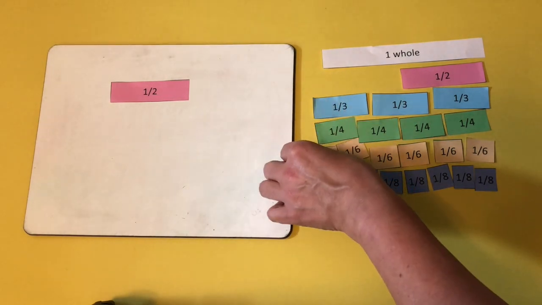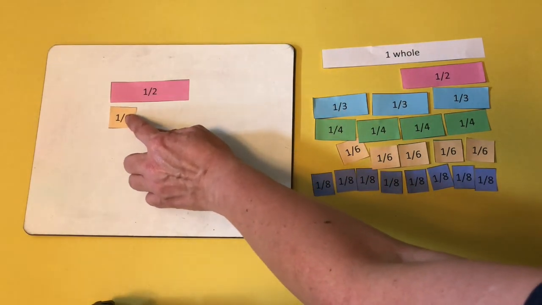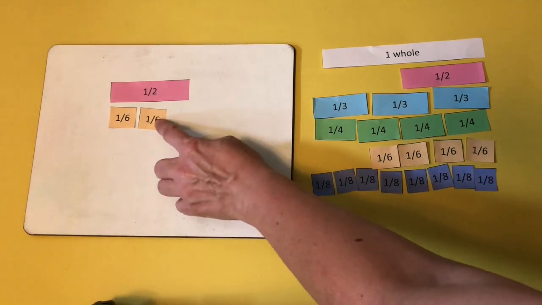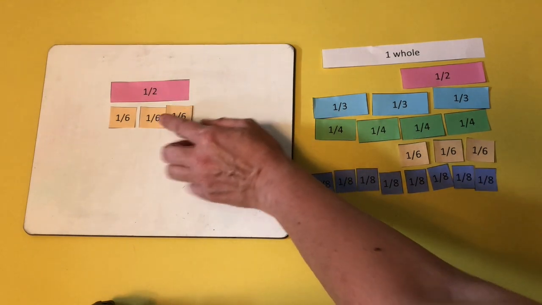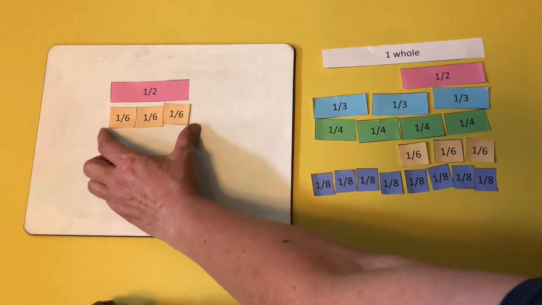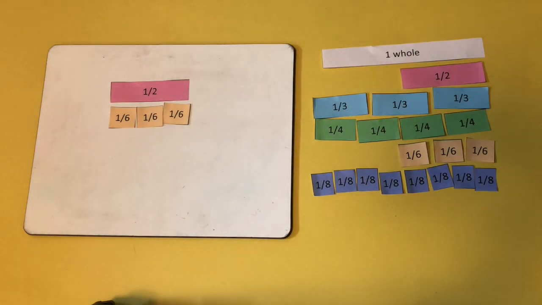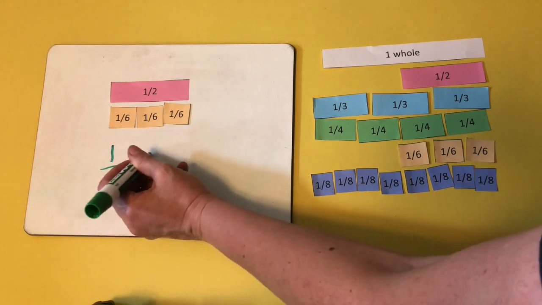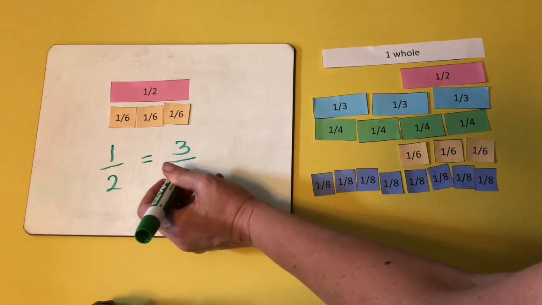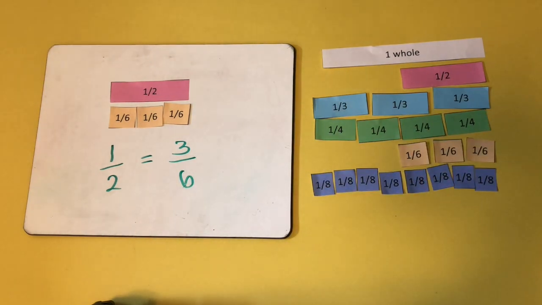But maybe I'll try 1/6. If I line up my 1/6 right underneath as carefully as I can, I see that I can make it exactly the same size, right? They're both the same width. So this tells me that 1/2 equals 3/6. It's the same amount of paper in both situations. You're going to take your own sets of fractions and see what you can find to match. Are there any other fractions that equal 1/2?